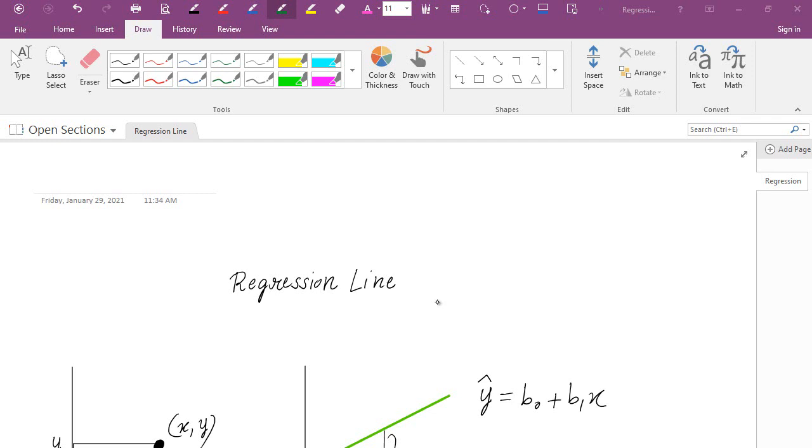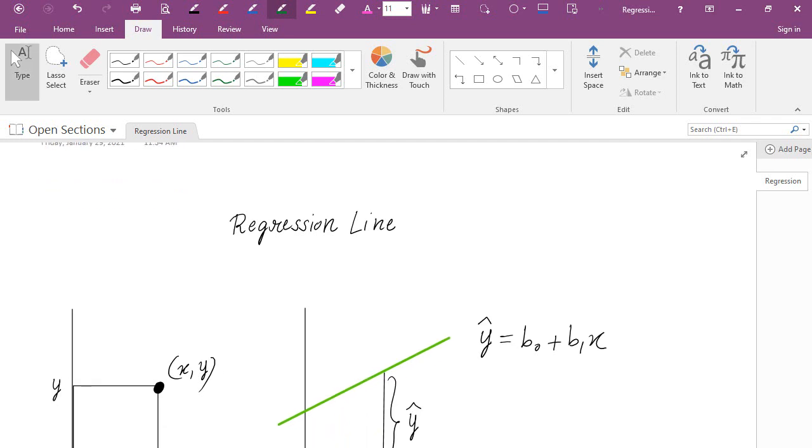Hello, everybody. Welcome back. In the last few videos, we looked at how to study the relationship between two quantitative variables by using scatter plots, and then we looked at the correlation coefficient, which is the measure of the linear relationship between two quantitative variables. In this video, we will now focus on the regression line, which I'm going to define in a bit.